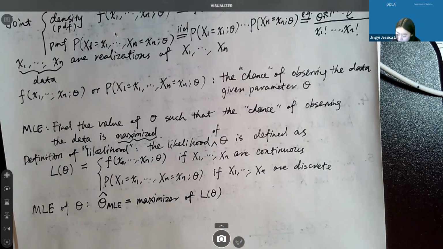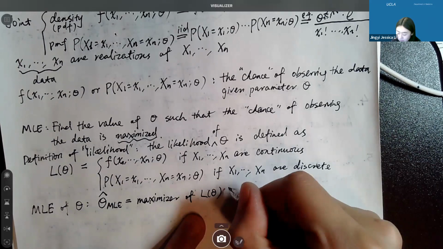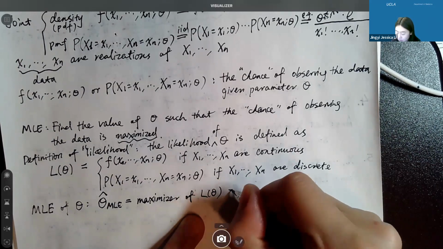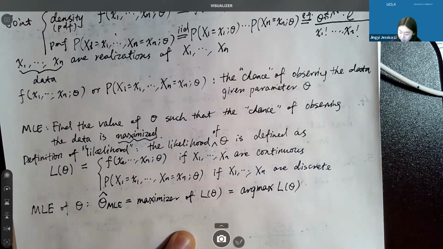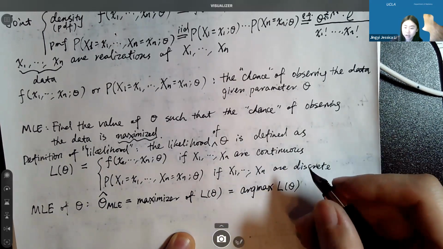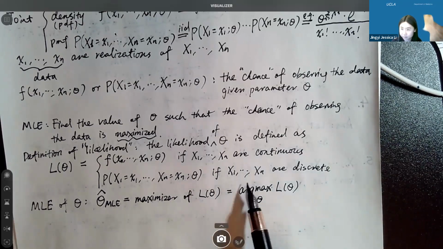The mathematical notation for the maximizer of a function is this thing: argmax L theta, and we put the theta down here. Argmax means the argument value that maximizes this function. So basically, when we say argmax, we return a maximizer.